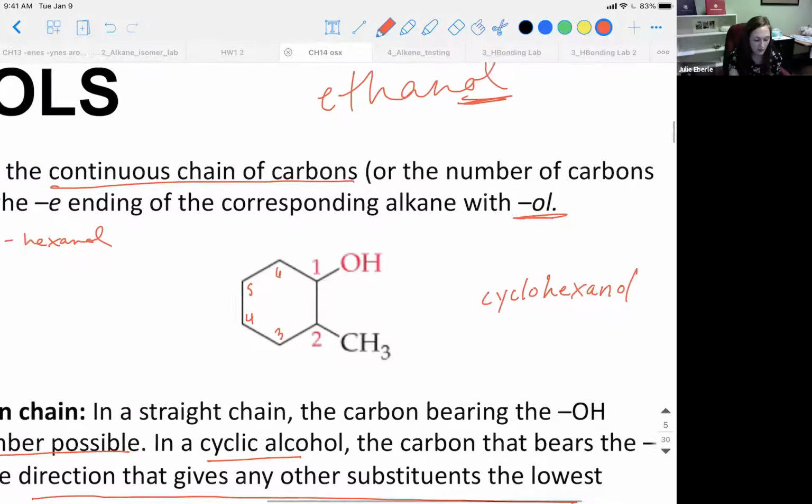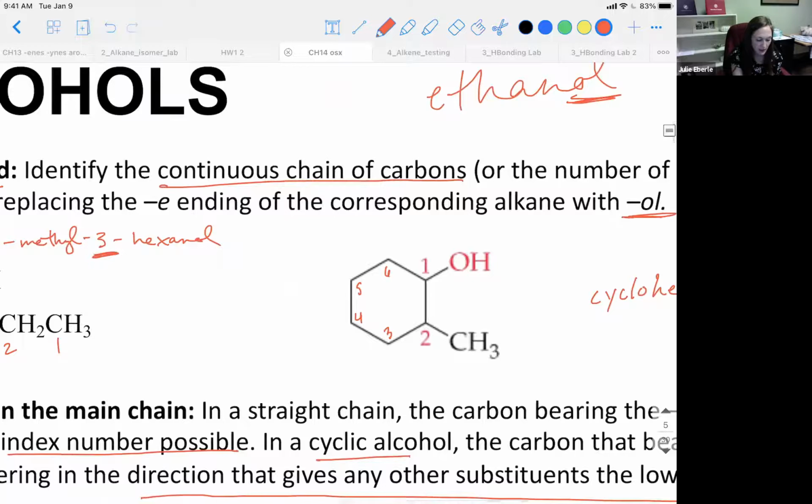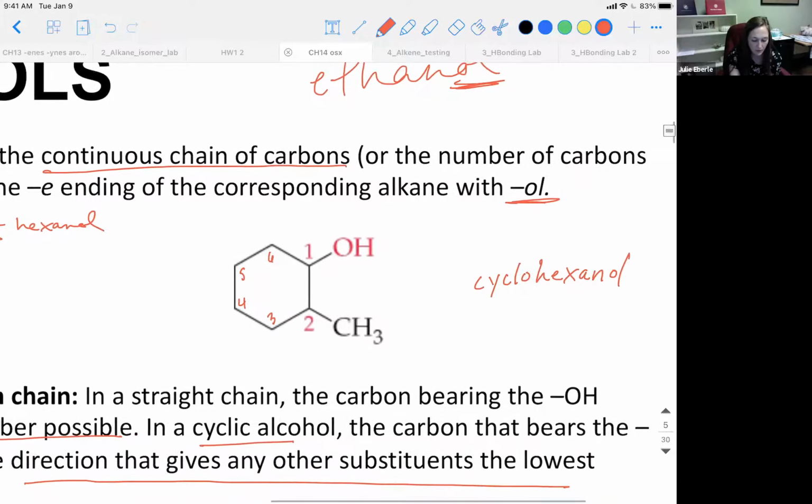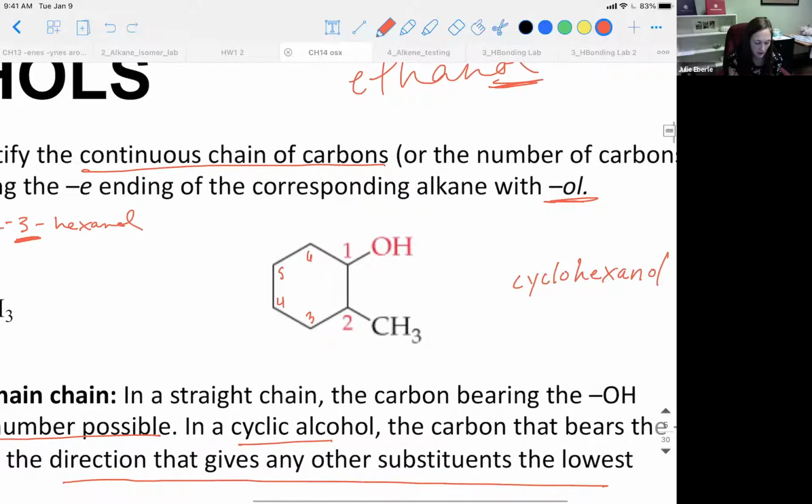We had to put a 3 on the straight chain one to tell us where the OH group is. We don't have to put a 1 here; that's what that rule is saying. On a cyclic structure, we know it's number 1. But we do have to tell where this methyl group is. So it's 2-methylcyclohexanol.